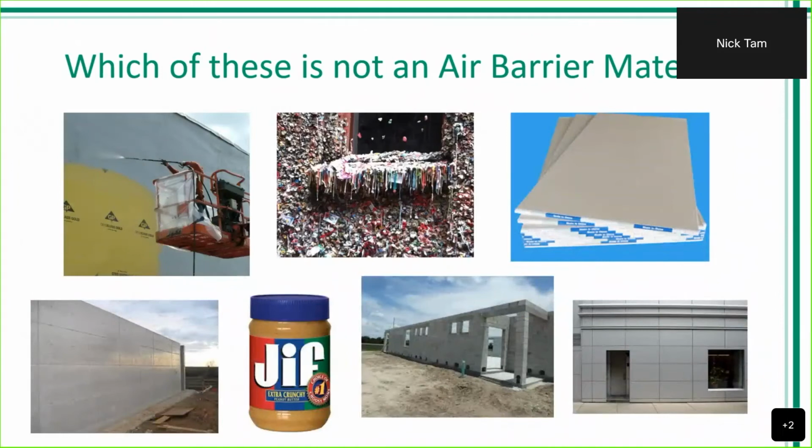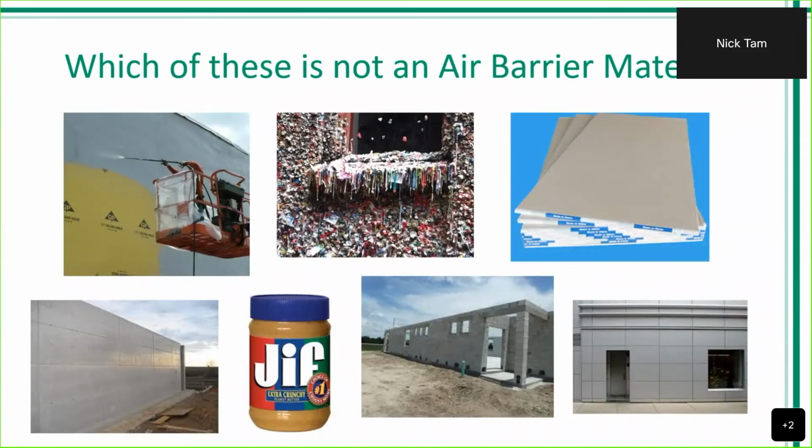So which of these is not an air barrier material? A little pop quiz for you all. I'll give you about 3 seconds and then I'll go ahead and answer. Well, this Jif peanut butter and the gum wall, they look pretty suspicious, right?